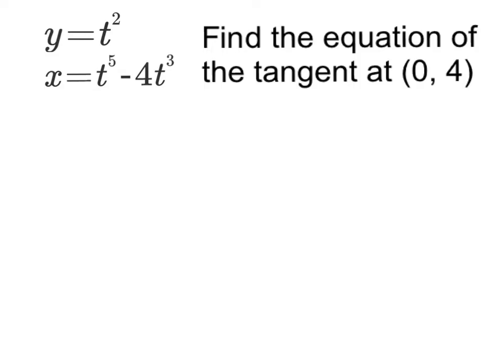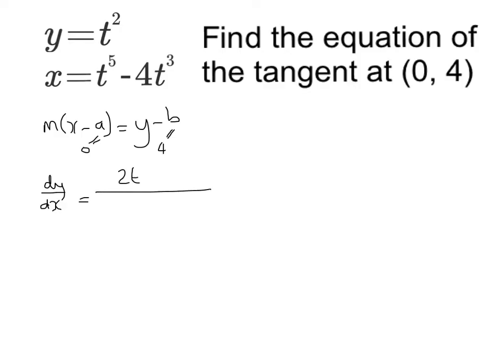Let's try this one. So we want the equation of the tangent at the point 0, 4. y minus b equals m times x minus a. How much of this do we know? We know that a is 0, we know that b is 4, all we need is m, and we know that m is dy by dx. dy by dx is the derivative of y with respect to t, which is 2t, divided by the derivative of x with respect to t, which is 5t to the 4 minus 12t squared. I can simplify that a little bit by dividing through by t. 5t cubed minus 12t.